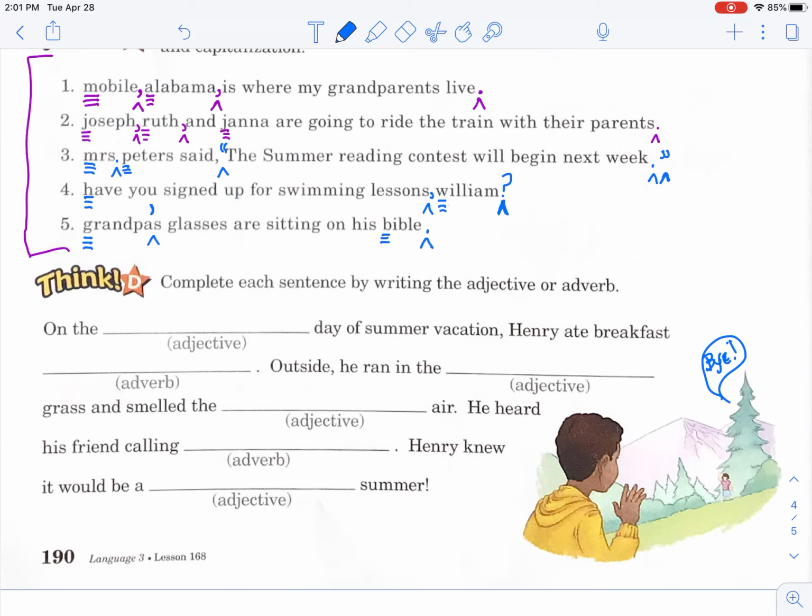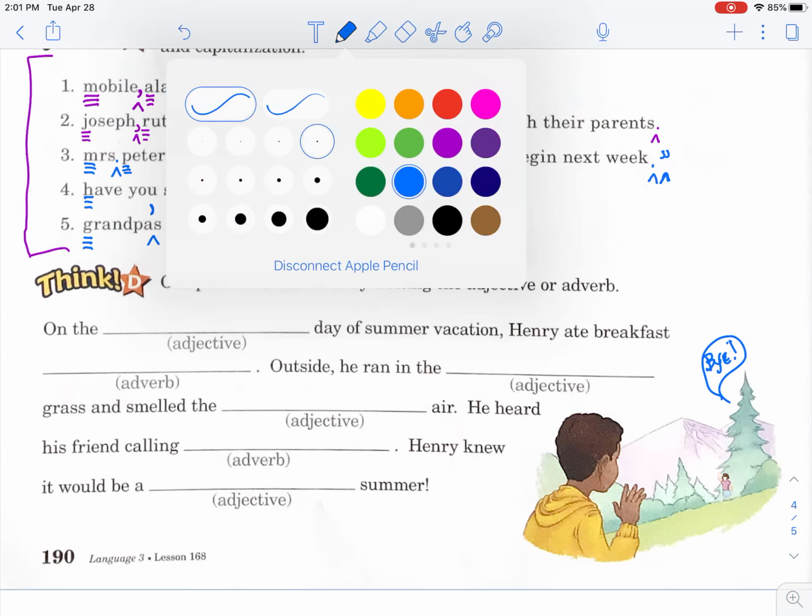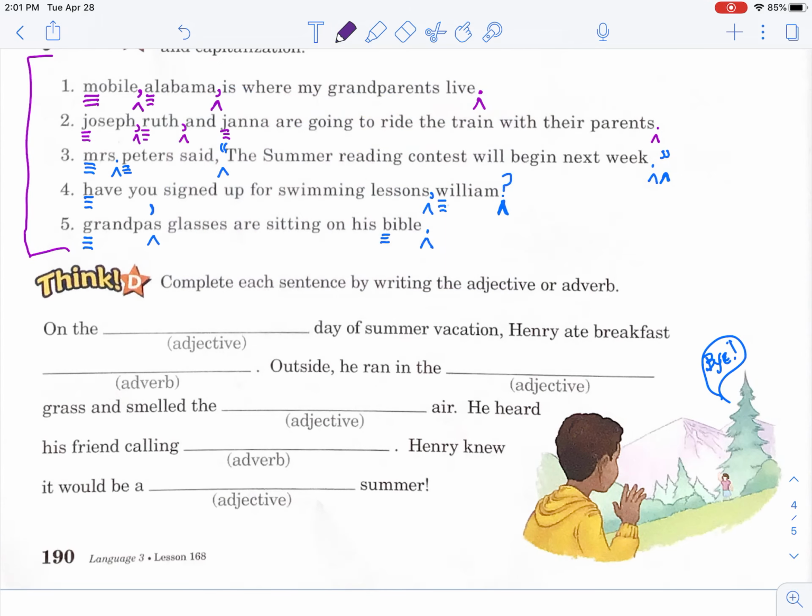Complete each sentence by writing the adjective or adverb. Oh, Abigail, this is fun. Okay, boys and girls, this is when I would call on you in the classroom. I'm going to go back to purple because Abigail is my purple lover. Abigail, I'm going to let you pick one of these. So I'm going to read this. It's like a Mad Lib kind of.